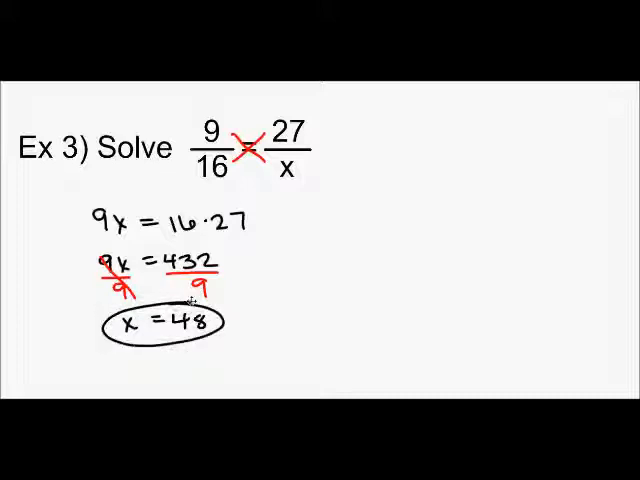That's good. If you don't like that way, you may have seen this other way before also. I can just say x equals 16 times 27 divided by 9. And if you have a calculator, you can put this in one straight shot, so long as you put the top part in parentheses. And if you do that, you will still get x equals 48. Either way is fine.